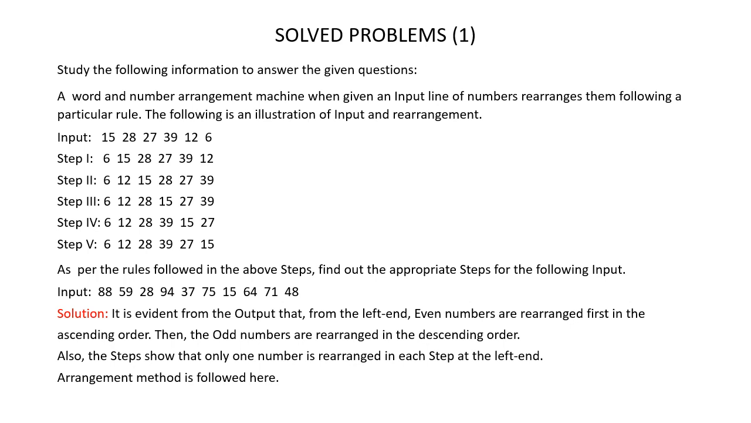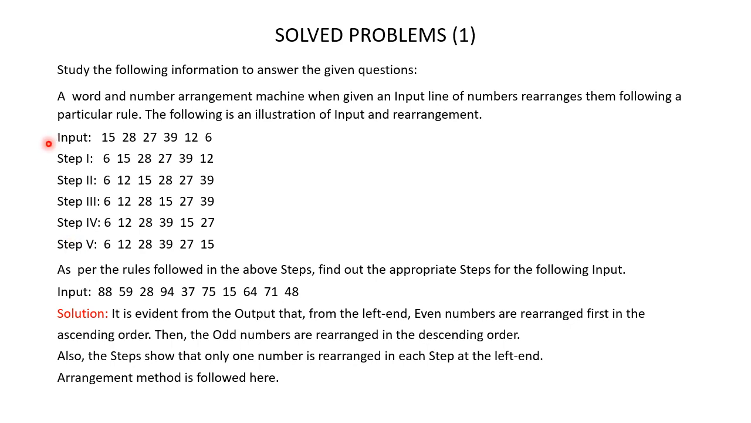Now when you look at the output, you will see that the input numbers have been split into two categories, even numbers and odd numbers. And in the output from the left hand, even numbers are rearranged first in the ascending order. And then the odd numbers are rearranged in the descending order. Now let's look at the steps from the input to the final output.